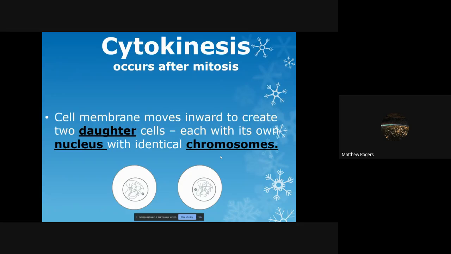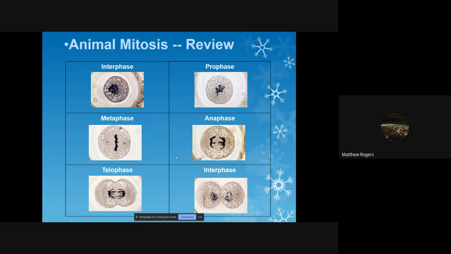Now, this process of actually separating into two is called cytokinesis. Cyto, cell, kinesis, to be moved. Okay, so this is really for the cell membrane to move inwards, especially for animal cells, and these two cells become their own identical cells. And so overall, these are the phases of mitosis.